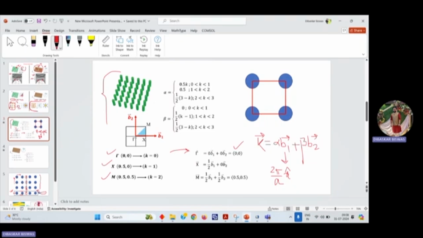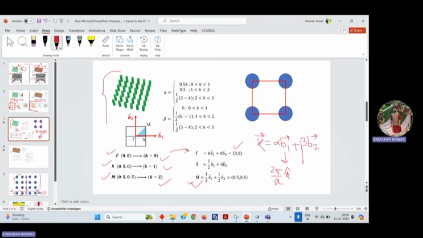X is actually we are moving from gamma along the length of B1. That's why only half of B1 is coming, because X is the midpoint of B1. Okay, so that's why the coordinate of X is 0.5 0. Now for M, you cannot directly go from gamma to M. You have to move along the vectorial path. So you move from gamma to X, that is half of B1, and then from X to M, that is half of B2. That's why your coordinate is coming as 0.5 0.5. And this k goes to 0 1 2, you have seen earlier also in that lecture.